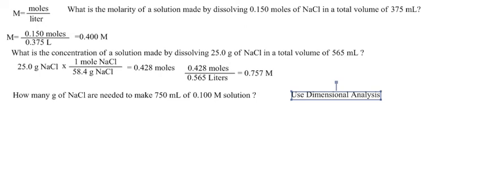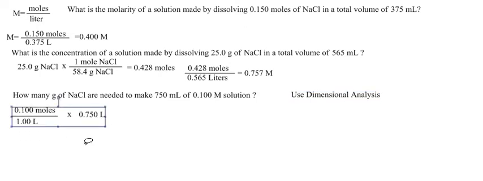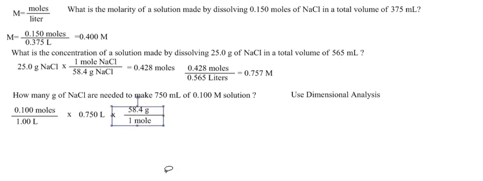We're going to start with what we know, which is the 0.10 molar, which, again, we want to rewrite as moles per liter: 0.100 moles per 1.00 liters, times the number of liters we have, which would leave us with moles. Then we multiply it by 58.4 grams per 1 mole, and we come up with an answer of 4.38 grams of NaCl.